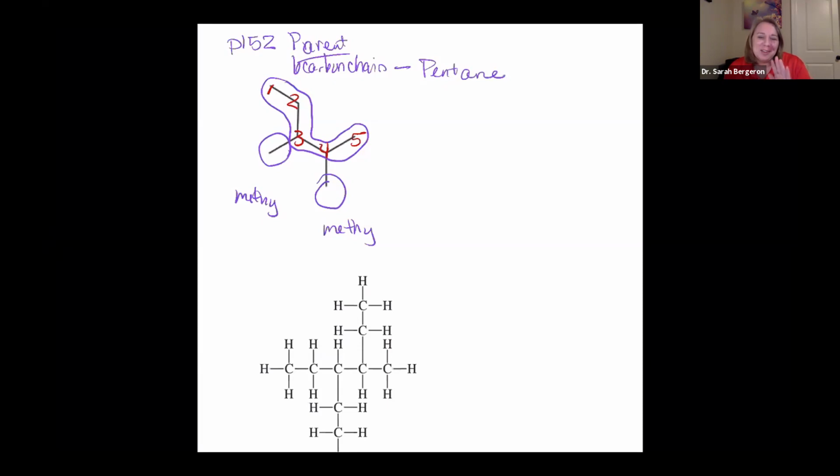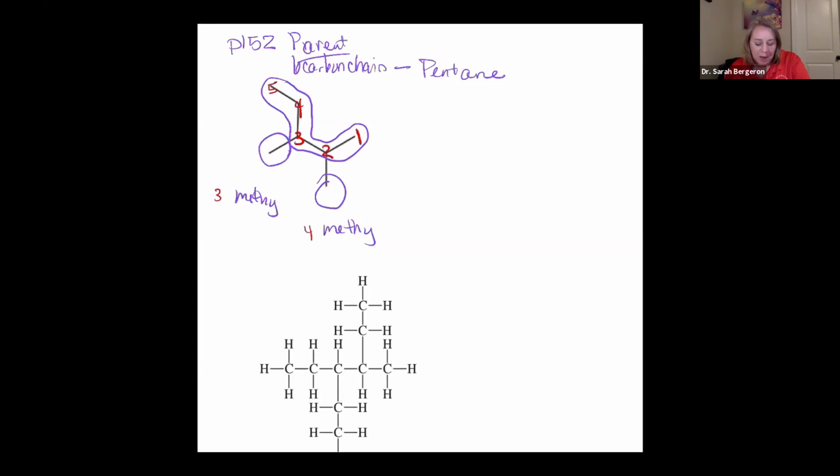So now we want to make sure that those methyl groups have the lowest number possible. If I did this numbering scheme, I would have 1 methyl at 3 and 1 methyl at 4, so that would be 3 methyl and 4 methyl. But that might not be my lowest numbering, so I have to go back and check. Maybe if I go from the other side, it would have a lower number. So let's try that.